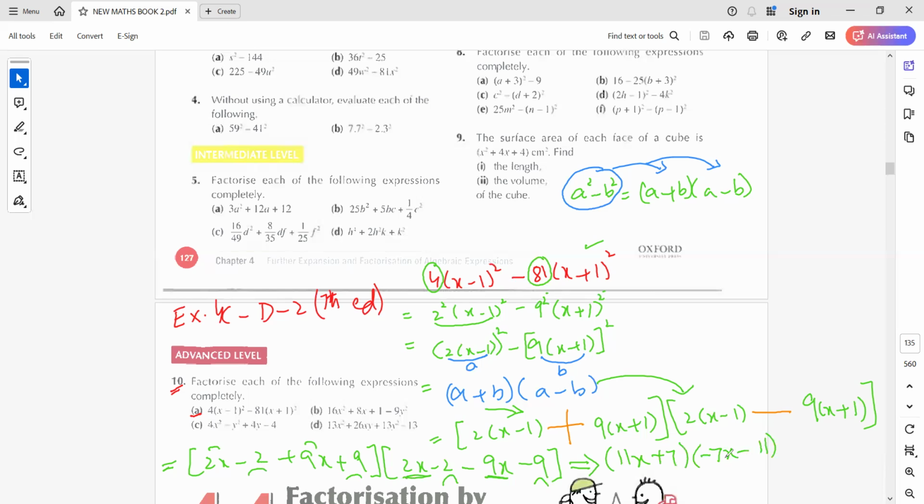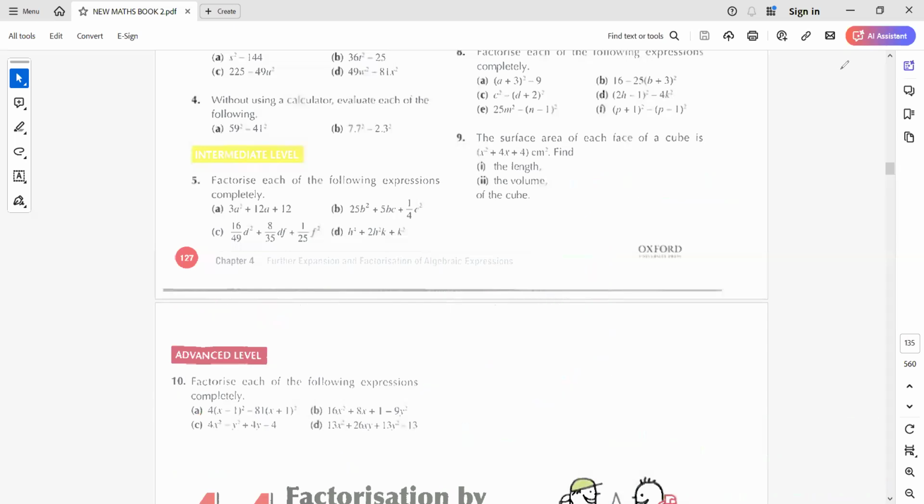What we can do is take the negative sign common from these two terms. So finally, with the negative sign taken common, we have negative of 11x plus 7 times 7x plus 11. So that's the complete factorization of the required part. Now I'm going to solve part B.